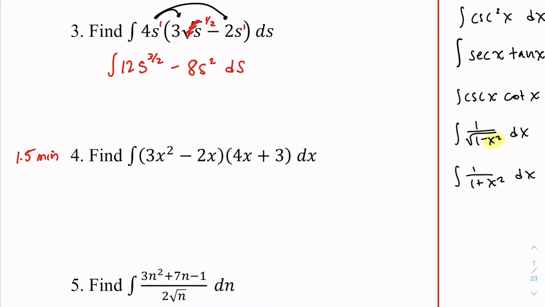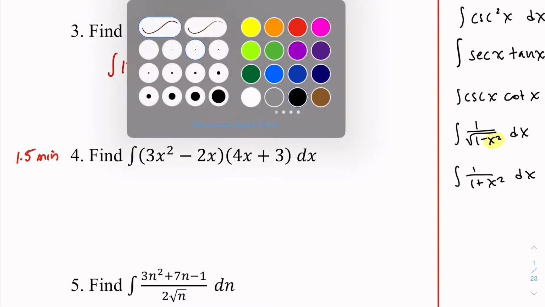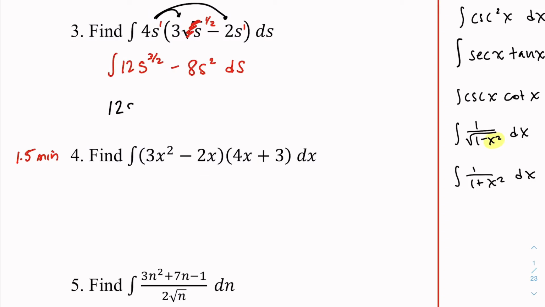So we haven't actually integrated yet. Now we can use the power rule. So that becomes s to the power of 5/2 times 2 over 5, minus 8, s to the 3 over 3 plus c.